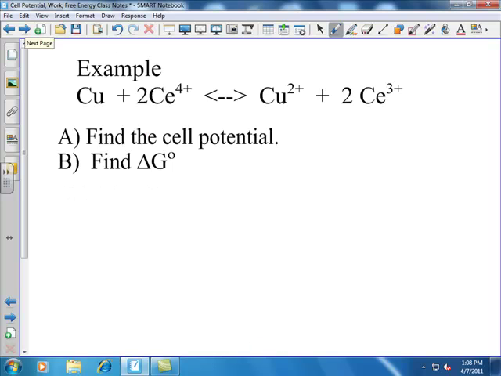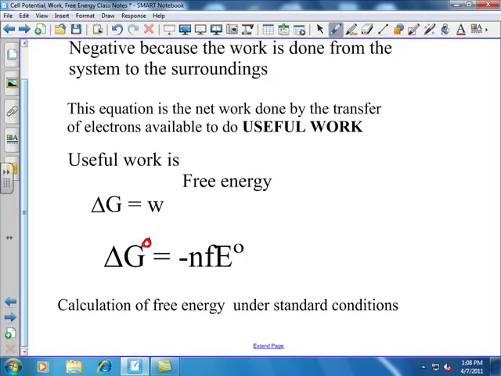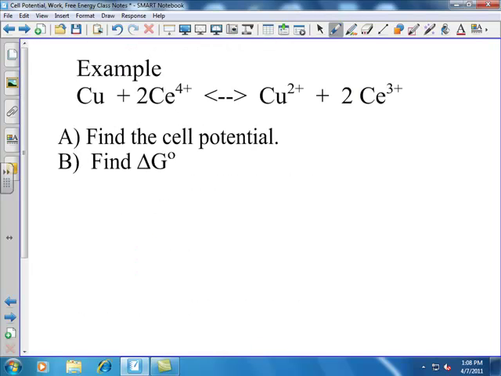Okay, so here's an example. Calculate delta G under SCP. Here's what we're going to do. We're going to take this standard half cell reaction. And the first thing you want to do is find the cell potential. This is what we did yesterday. So take the two half reactions that I've got going on here.